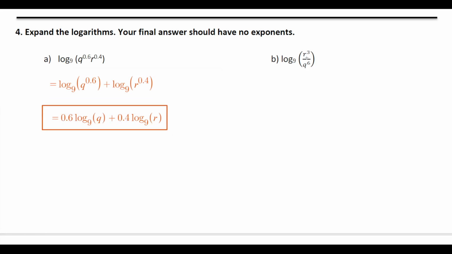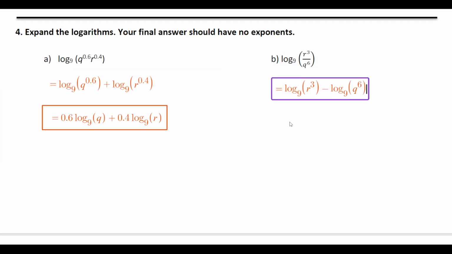Part B, we've got a quotient here, so we are going to split these logarithms up using subtraction rather than addition like we did in part A. So I can rewrite this as, oh, it's another base 9. Okay, so I'm just going to steal this. Log base 9 of r cubed minus log base 9 of q to the 6th.